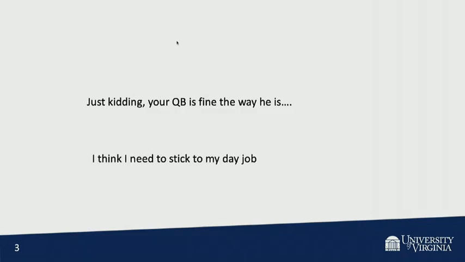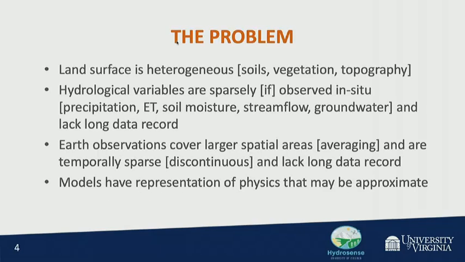So, I need to stick to my day job, which is hydrology. And this is hydrology. The problem with hydrology is that land surface is heterogeneous. No matter how smart your model is, how smart your computer is, land surface is heterogeneous, which means soils, vegetation, topography. Very, very difficult to model. And hydrological variables are sparsely measured, in situ measurements are few, and have long data records.